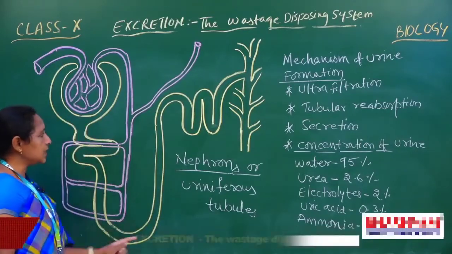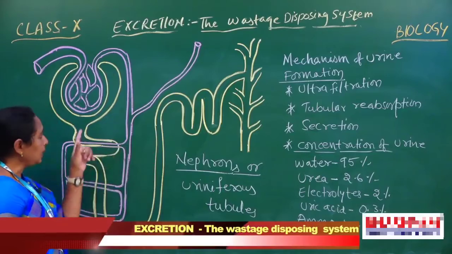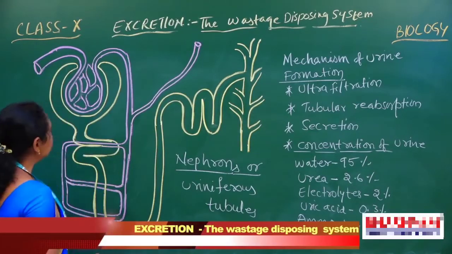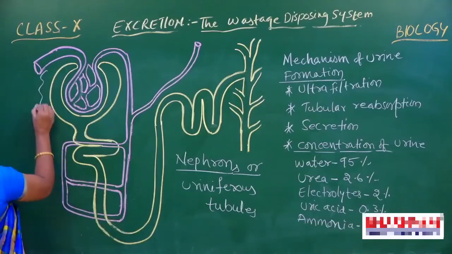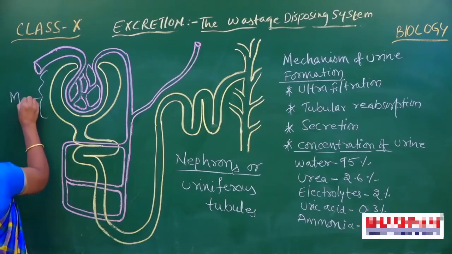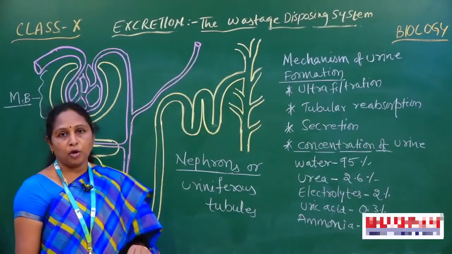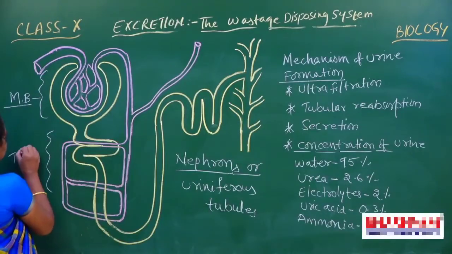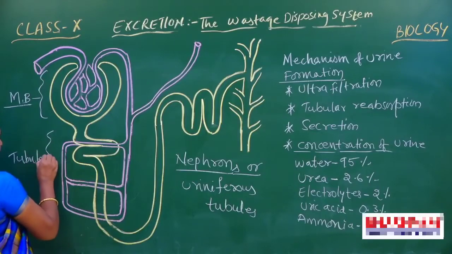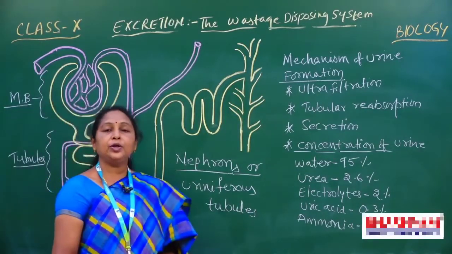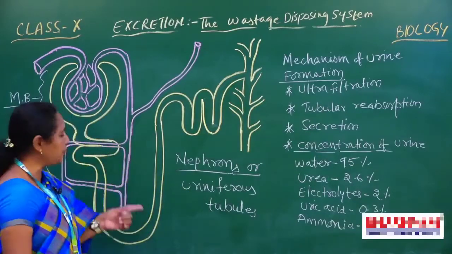This one is the structure of a nephron. The nephron is divided into two parts. What is the first part? The first part we call the Malpighian body. What do we call it? Malpighian body. The second part we call the tubule. The tubule is again divided into three parts. What is the first part?